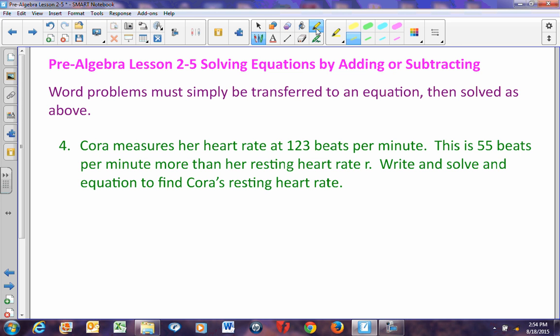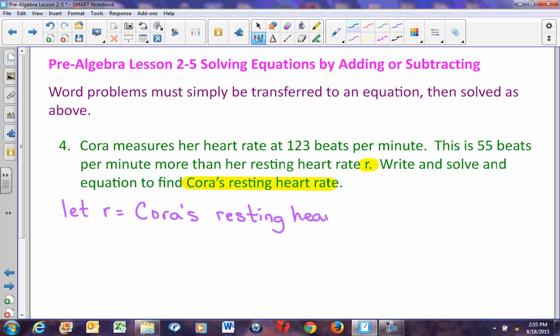So our variable is going to be Cora's resting heart rate, which they already told us was R, so we already know that. So let's let R equal Cora's resting heart rate. And you always need to have variables, and you always need to define them. Okay, don't just assume somebody knows what your variable stands for. Always write your variable out and define it.